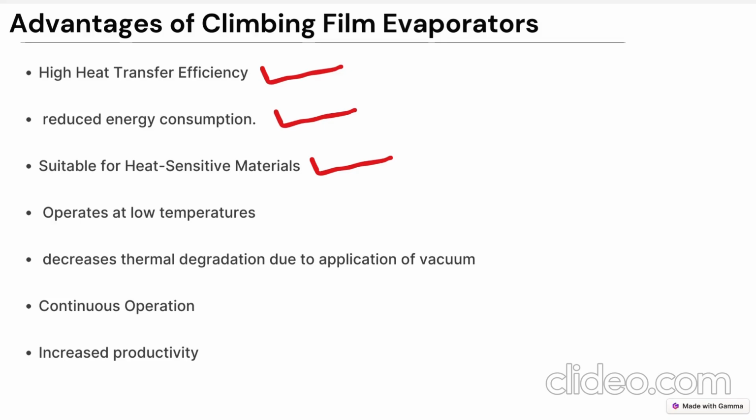The fourth one is that it operates at low temperatures. The fifth one is decreased thermal degradation due to application of vacuum. Here we can use the vacuum so that we can avoid the thermal degradation. And the sixth one is continuous operation. The operation is continuous, so there is no break or interval between the operations. Then the last one is increased productivity. So we can increase the production rate by using climbing film evaporators.